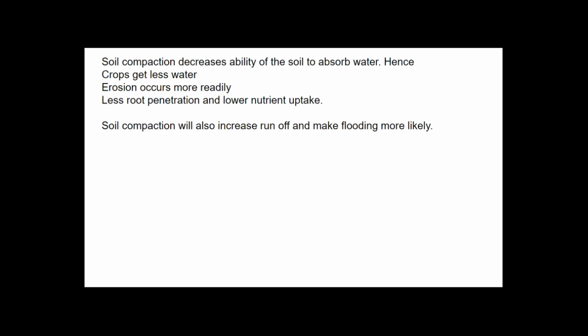So soil compaction decreases the ability of the soil to absorb water. Hence, crops get less water. Erosion is more likely to occur because water can't go through the soil, so it'll just run off and carry soil with it. And there's less root penetration and lower nutrient uptake. It'll also make flooding more likely to occur, again because the water can't move down the soil, so it stays on top.